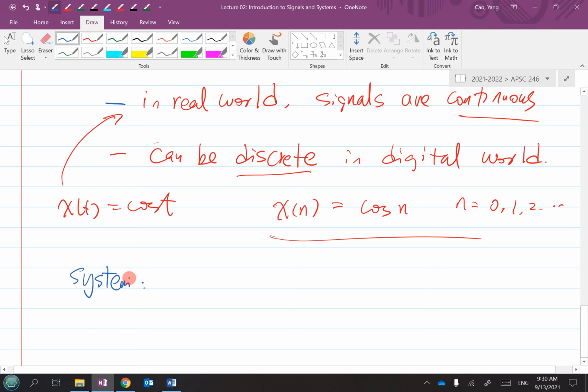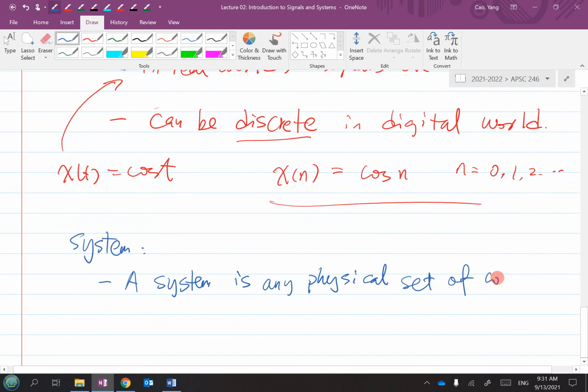So what is a system? Here's the formal definition. A system is any physical set of components that takes signals, maybe one or two, and not just takes signals, but also produces signals.